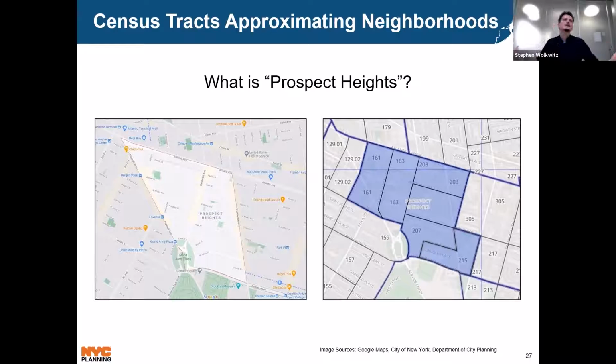And so let's say that many, if not most people, agree with these boundaries for Prospect Heights. That's what we want to go for. That's what we want to try to represent. Well, if you look on the image on the right, where I show the census tracts that we select to create the NTA representing Prospect Heights, you see that it's not a perfect match.